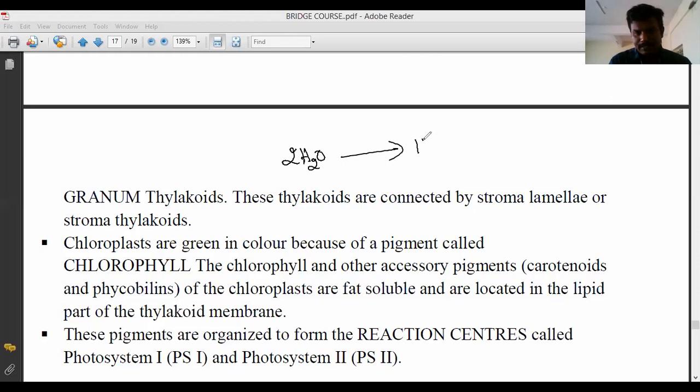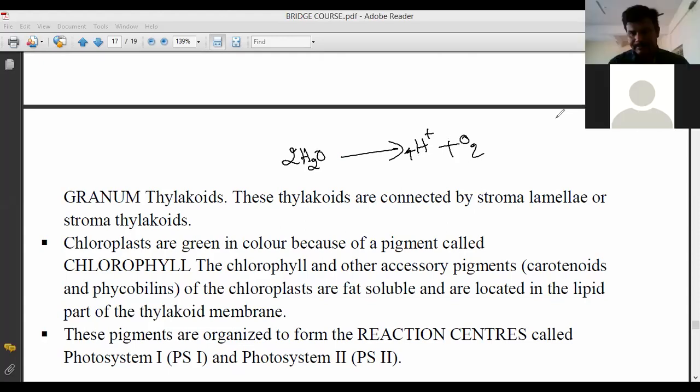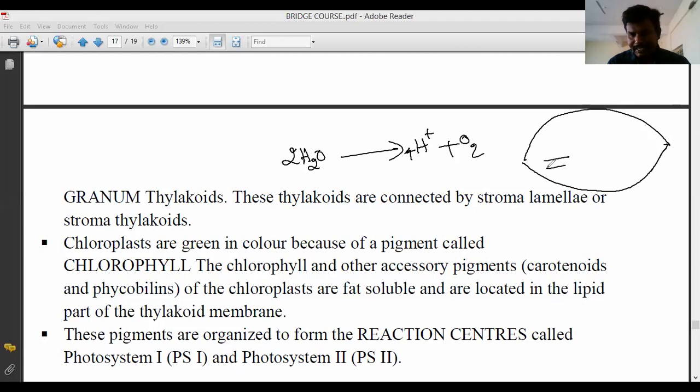So here 2H2O gives 4 protons plus oxygen. This proton concentration is accumulated in the grana, in this region. So in the grana, the proton concentration becomes more and more. In the stroma, the proton concentration becomes less. Then from this grana, the protons move to the stroma.